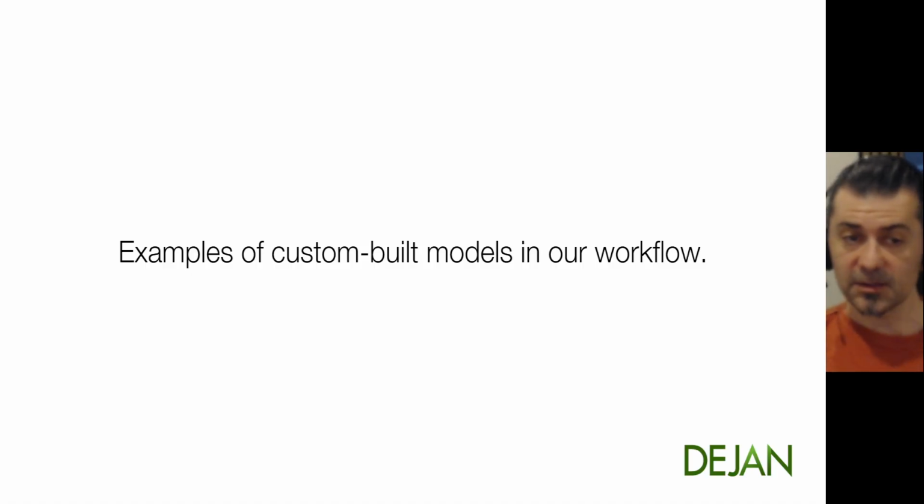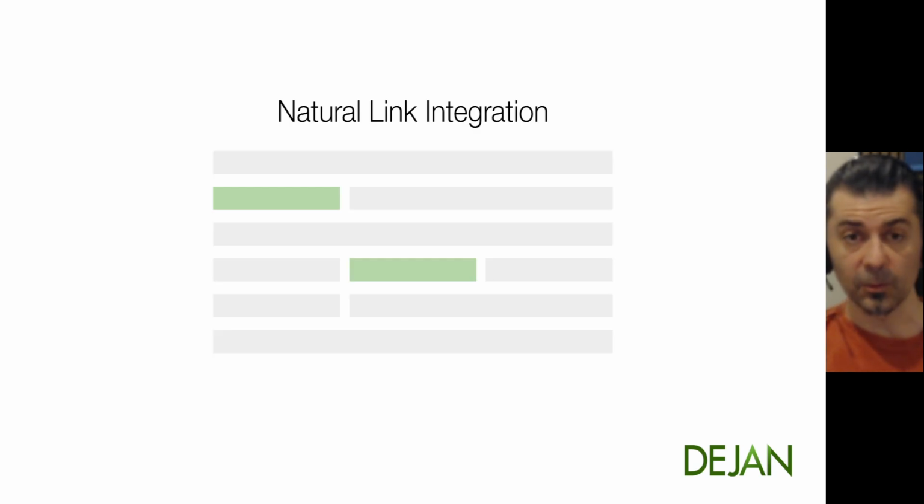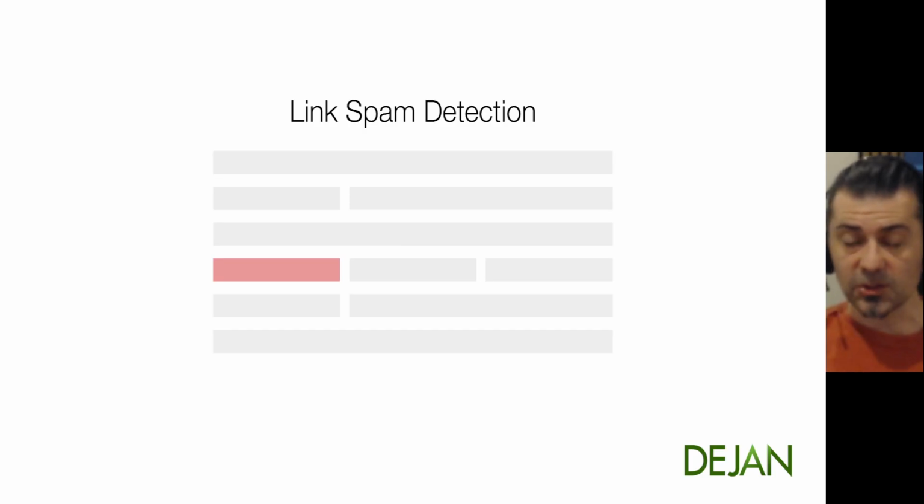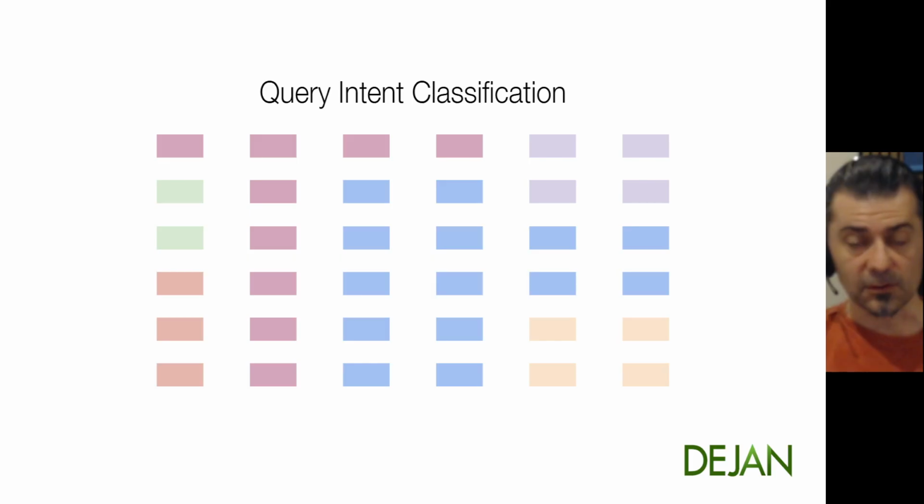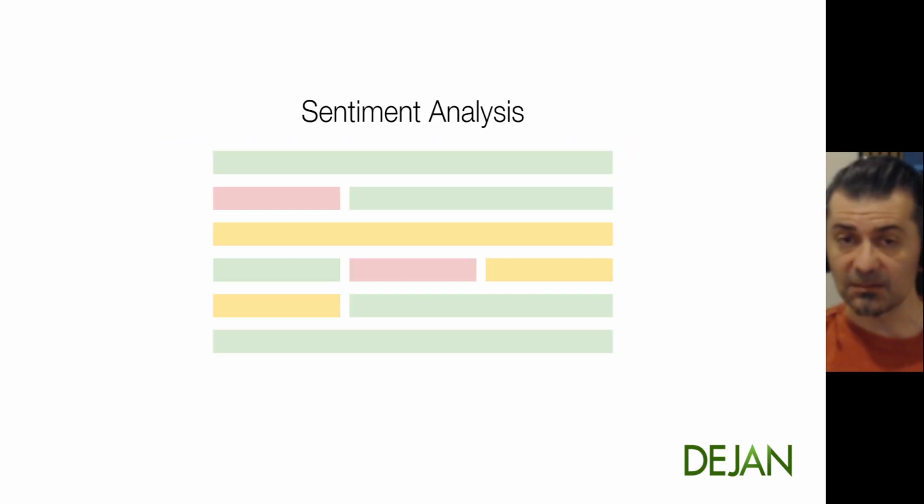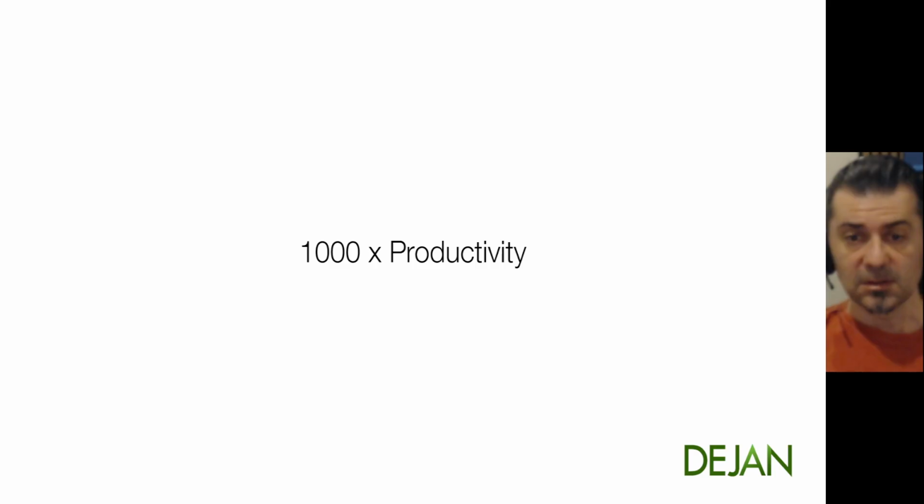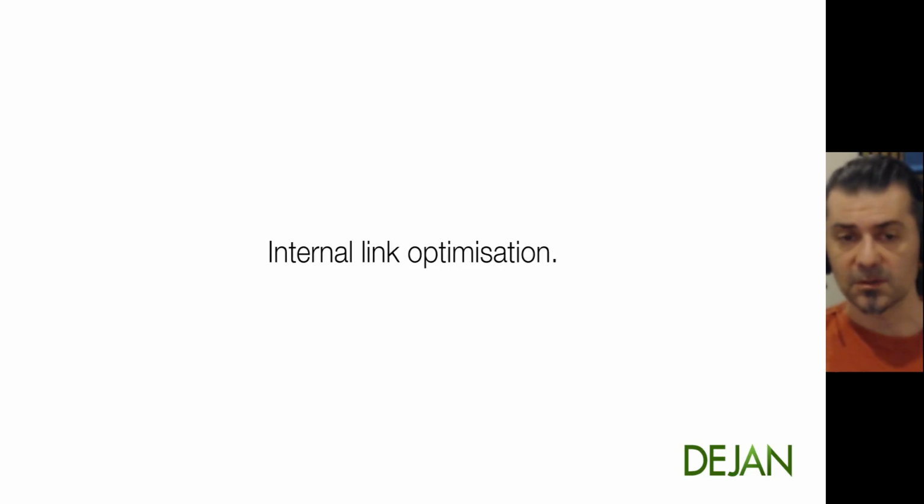So let's take a look at some examples of custom-built models in our workflow. So we've got natural link integration. We've got click-through rate prediction. We've got spam detection, link spam detection. We've got query intent classification, sentiment analysis, and many, many more. So we can take one model and increase the productivity of our team by many, many times.